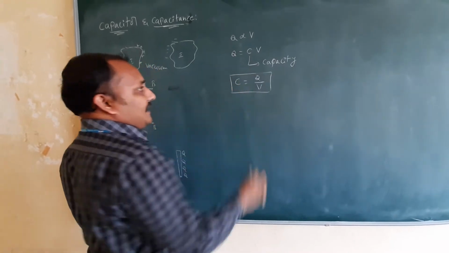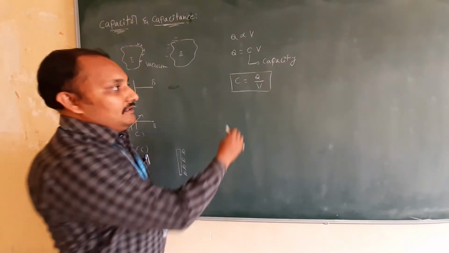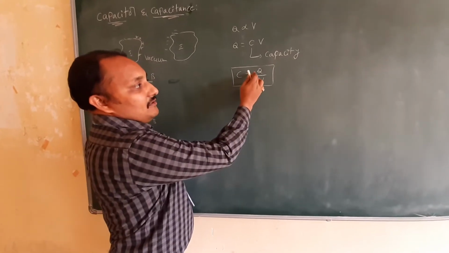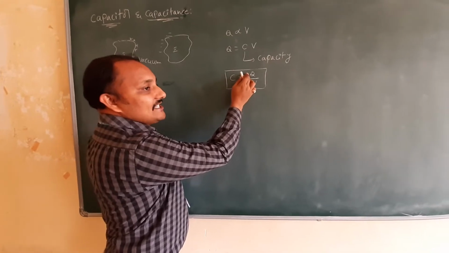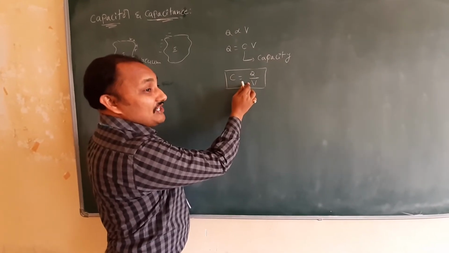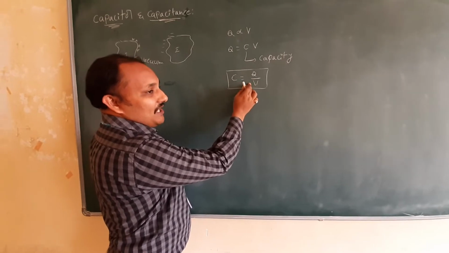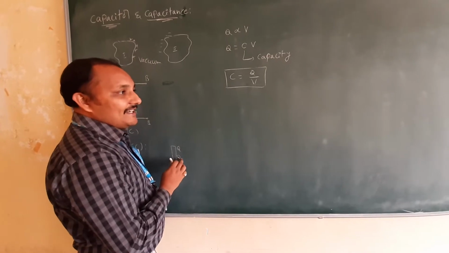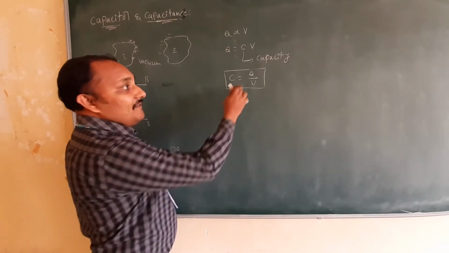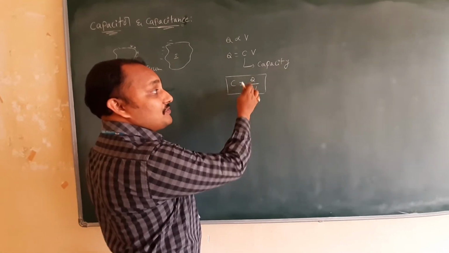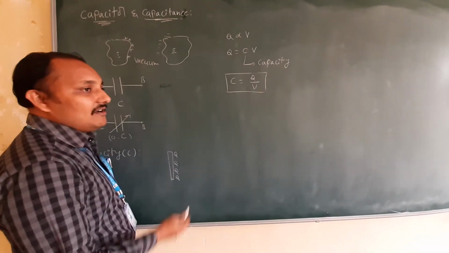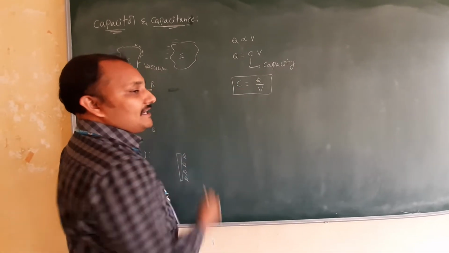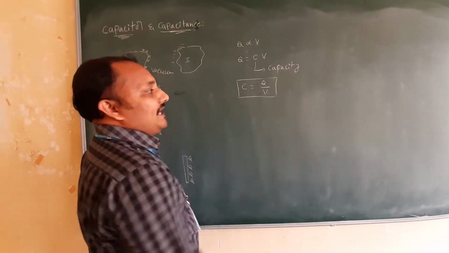How do we state the definition of capacity? Whenever we give charge, potential increases. So the ratio between charge and its potential is called capacity. Capacity of a conductor is defined as the ratio of charge to the rising potential of the conductor, or simply, the ratio between charge and its potential is called capacity. Okay, what is the unit?